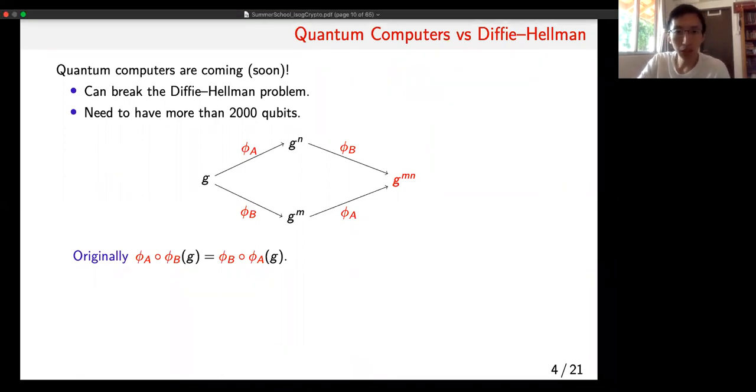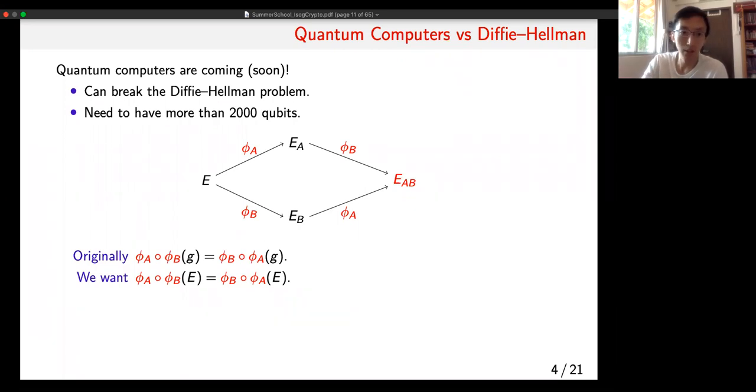So this, as I said, is not quantum safe. We'd like to have something else. We kind of want to keep the same structure, but have something else. So instead of using abelian groups, we hope to use something else. And this something is elliptic curves. Or you can even abstract this to general abelian varieties.